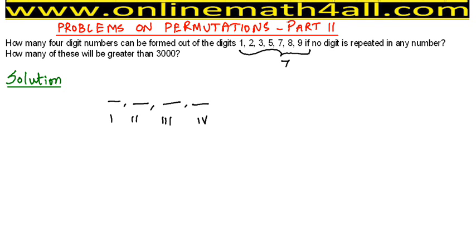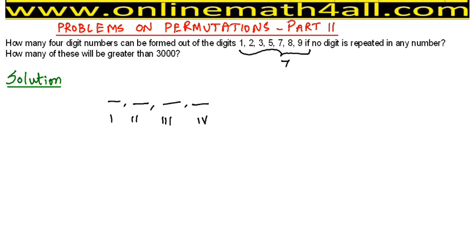Okay, so the second part of our question is, how many of these will be greater than 3000? So now, even now we are going to form a 4-digit number, but this time the number that I am going to form must be greater than 3000. So since the number must be greater than 3000, the first place has to be filled up by 3 or 5 or 7 or 8 or 9, so we cannot use 1 and 2 at the first place, because the first place is the thousands place.